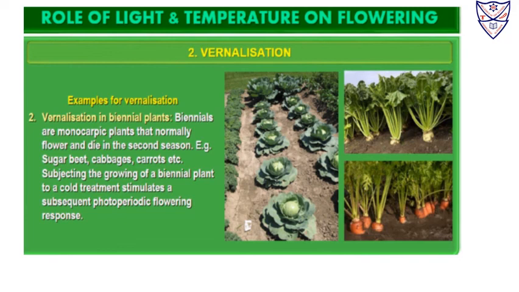Now let us look at some examples of this phenomenon. This is generally seen in biennial plants. Biennials are monocarpic plants that normally flower and die in the second season, for example, sugar beet, cabbages, carrot, etc. Subjecting the growth of the biennial plant to cold treatment stimulates a subsequent photoperiod, which generates a flowering response.